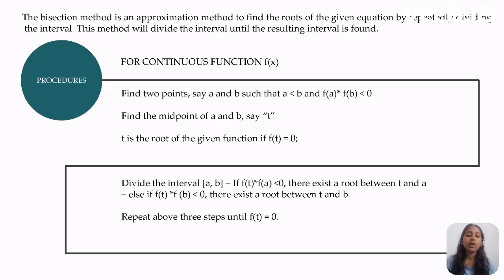For a continuous function, find 2 points, say a and b, such that a is less than b and f of a times f of b is less than 0. Find the midpoint of a and b, say t. t is the root of the given function if f of t is equal to 0. Divide the interval a, b: if f of t times f of a is less than 0, there exists a root between t and a. Else, if f of t times f of b is less than 0, there exists a root between t and b. Repeat the above three steps until f of t is equal to 0.